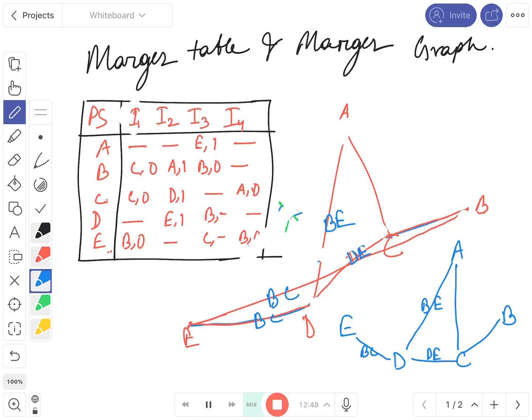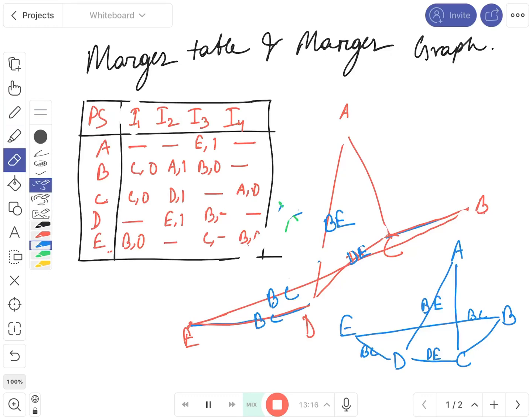Then there is BE and AD, and then CD, and then B to E. B to E there is BC. So is there anything that I left? BC is there, CD is there, AC is there, AD is there, ED is there. Okay, fine. Now let us delete this one.